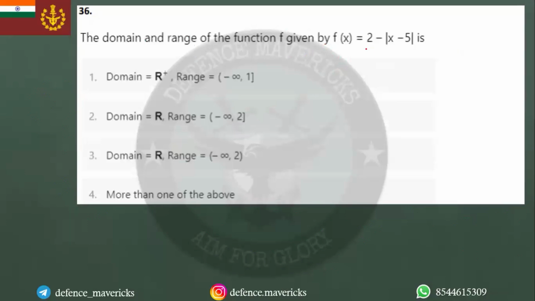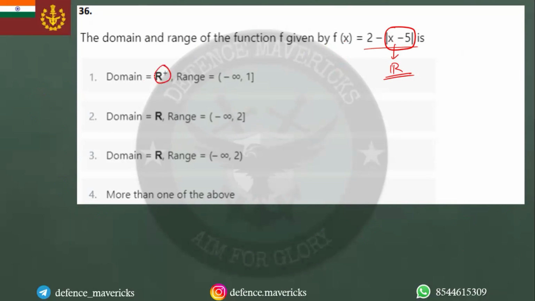Again, domain and range of the function. ठीक है, so what is the domain now? So see, this is a modulus function, and one more thing, this is a linear function. Linear function में there is no restriction on x. You can put whatever x as you want. This can be all the real numbers. So domain तो चलो real है.